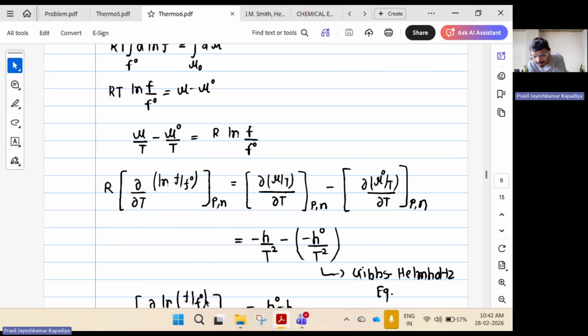So when I'm going to differentiate this equation with respect to temperature, I will have R into del by del T of ln F by F0, that is equal to del of mu by T by del T minus del of mu0 by T by del T. Okay, so what is this term? This we have looked at. So this is nothing but minus h by T square, and minus this term is as it is at mu0, so my enthalpy should also be at some standard state. So that is going to be equal to minus h0 by T square.